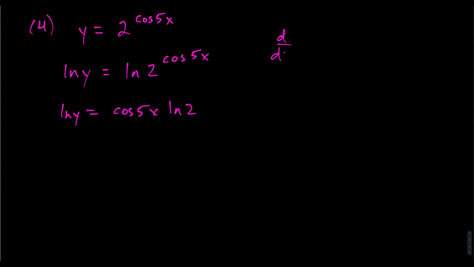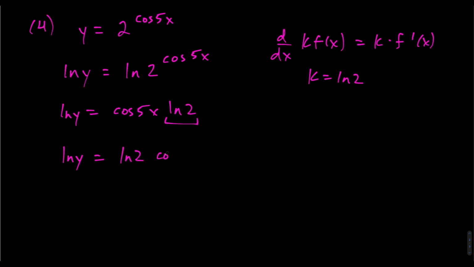But then this idea comes into play. Anytime you take the derivative of a constant times a function, you get k times f prime. And in this case, k is equal to natural log 2. A lot of students get thrown off by that even though this has a log attached to it, a natural log, this is still a constant. So I could think of this as natural log y equals natural log 2 times cosine 5x, and then this is like in that shape, k times f of x.